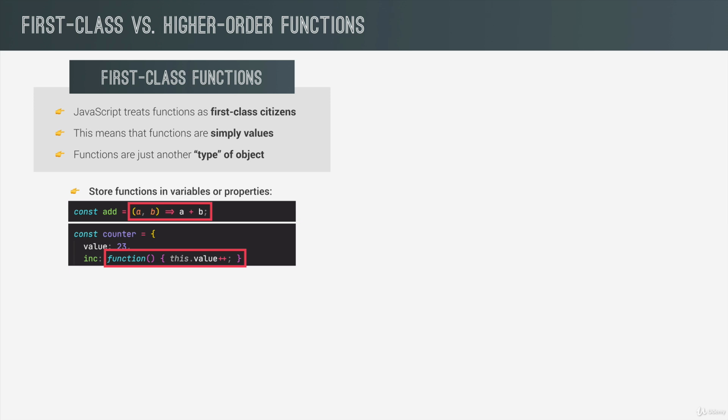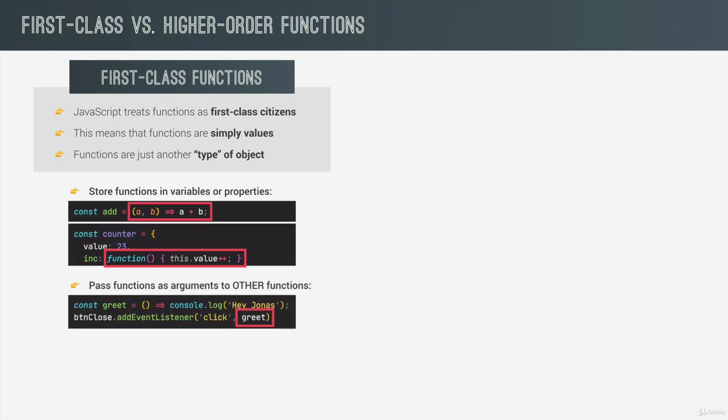So the function values here are marked in red, and then you see we create a function expression in the first example and an object method in the second example. So the value in the red rectangle is the function value itself that we can store wherever we like. We can also pass functions as arguments to other functions. And we actually already did that before when adding event listeners or event handlers to DOM objects. So here we have the addEventListener function that you already know, and we clearly pass the greet function into the addEventListener function here as a value, right?